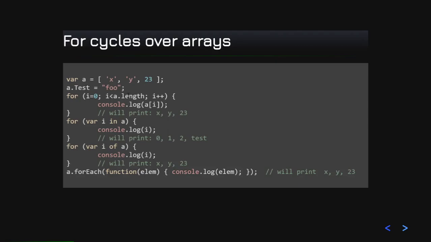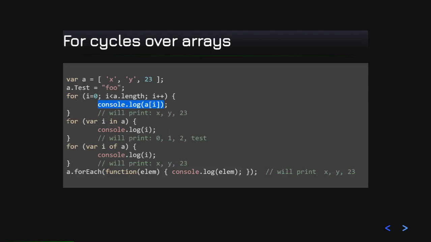This is added to the object array A, and we can parse the components or the values of A using a regular for, like this. So for I equals 0, I is smaller than the length of A, which is here 3. Then print the value of A index I, which will print X, Y, and 23, without this one, which is a special added property.